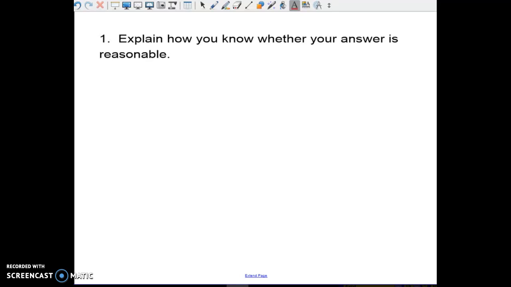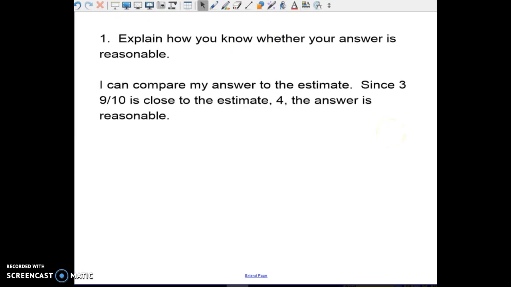Think back, what did we very first do? We did an estimate. And what did we get for our estimate? Is 3 9/10 close to 4? So we know it's reasonable because our estimate is close to our answer. I can compare my answer to the estimate. Since 3 9/10 is close to the estimate 4, the answer is reasonable.